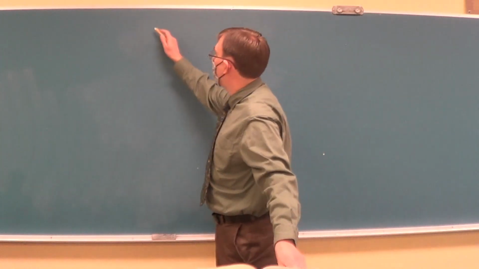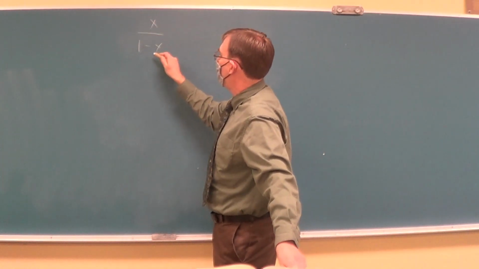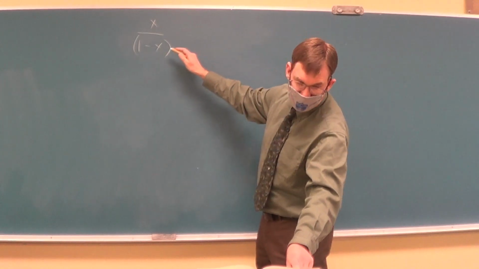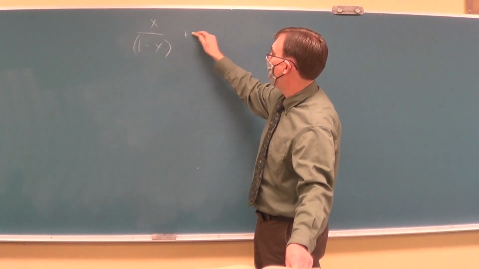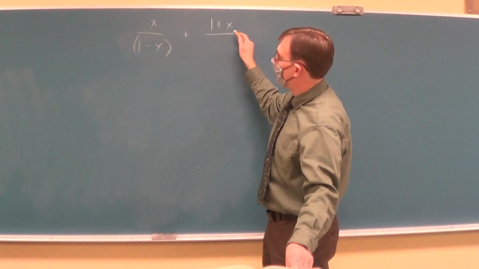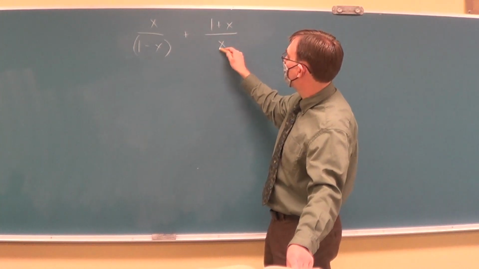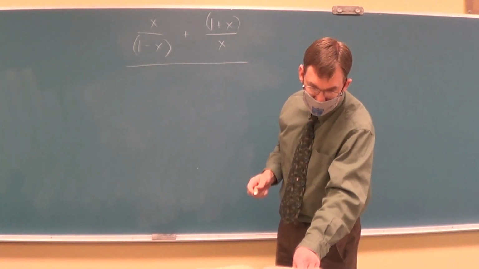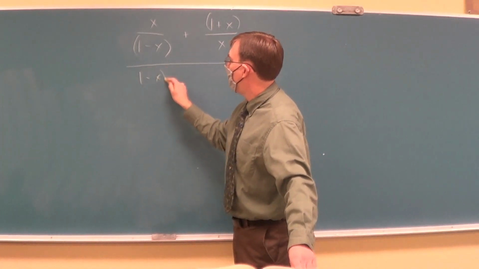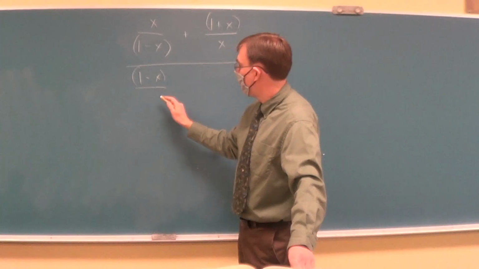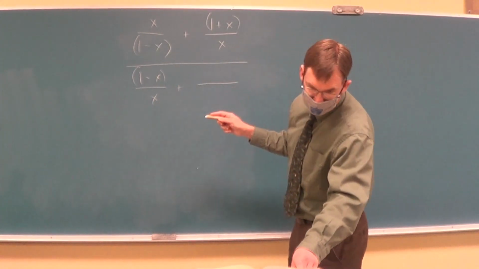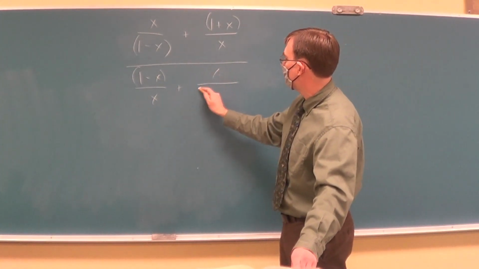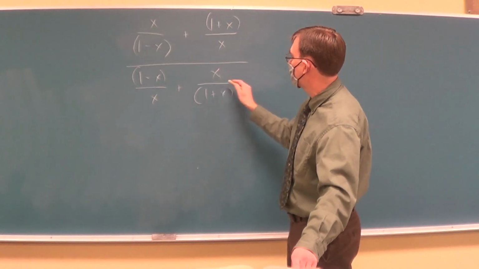So 17, I've got an x, I've got a 1 minus x. This is like it's in parentheses whether I wrote that or not. This has a 1 plus x, this has an x. This is like it's in parentheses whether I write them or not. This 1 minus x is on top of an x. This x is on top of a 1 plus x.